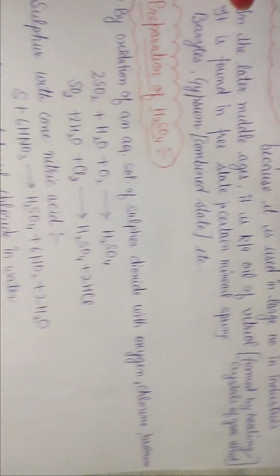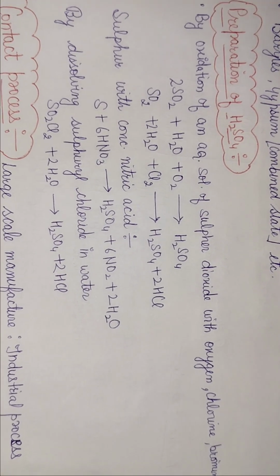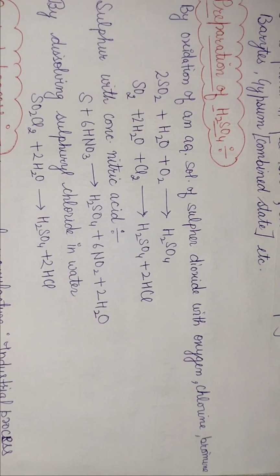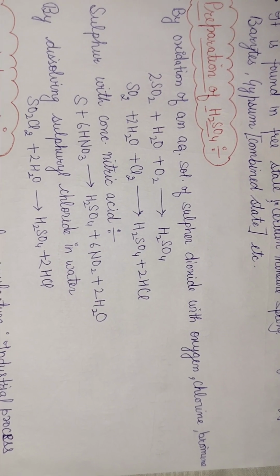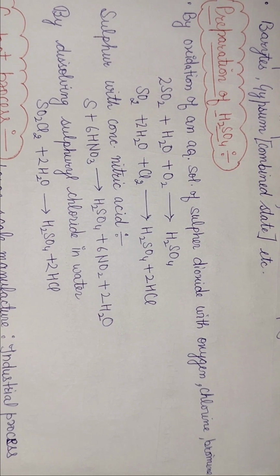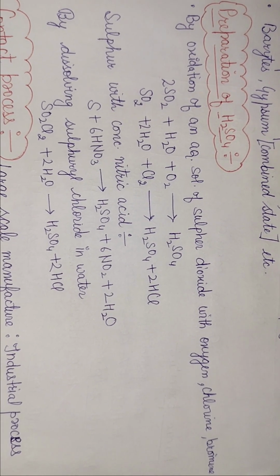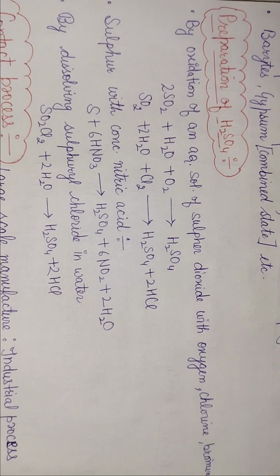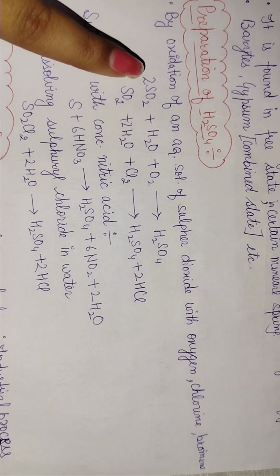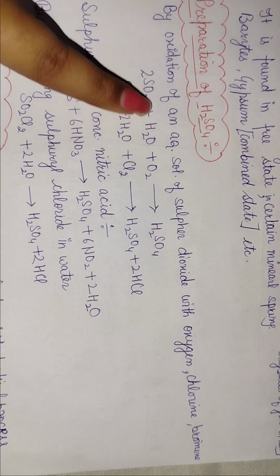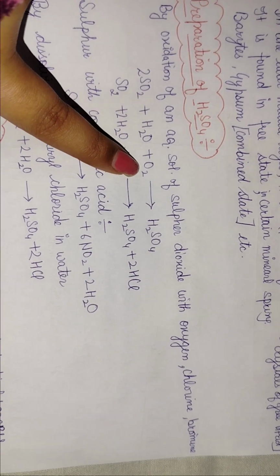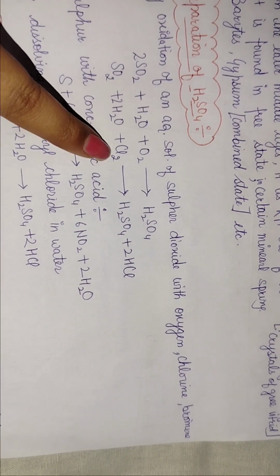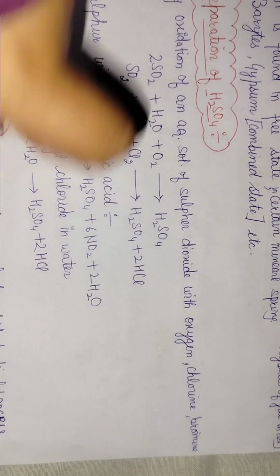Now come to the preparation of H2SO4. By oxidation of an aqueous solution of sulfur dioxide, or we can say if we oxidize sulfur dioxide with oxygen or chlorine or bromine, it will give us H2SO4. Look at this reaction. This sulfur dioxide is treated with water and oxygen and it will give us H2SO4. In case of chlorine, it will give us H2SO4 as well as HCl.